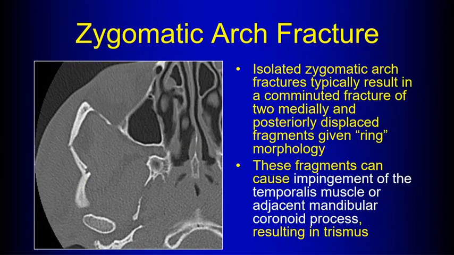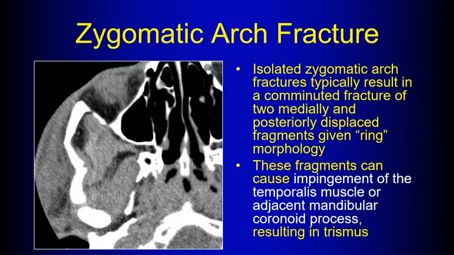Next are zygomatic arch fractures. Since the zygomatic arch is a ring-like structure, these typically fracture in multiple places, and since they're often caused by a lateral to medialized force, they can be displaced medially, and the fracture fragments can impinge upon the temporalis muscle or the coronoid process of the mandible and result in trismus. And in this case, you see it's comminuted and medially displaced, and on the soft tissue window, you have edema adjacent to the fracture, and it's impinging upon the temporalis muscle.